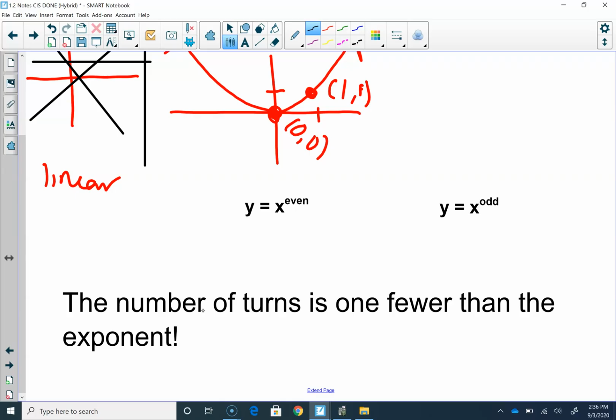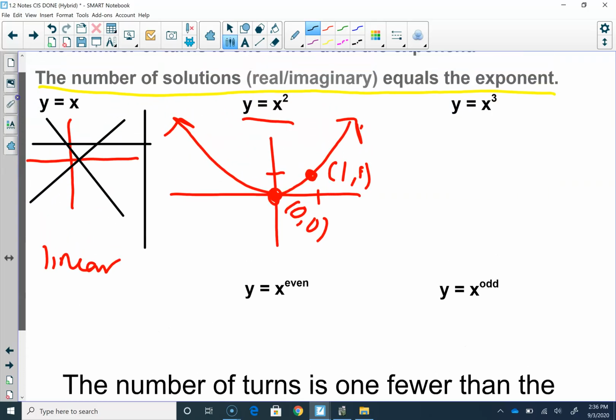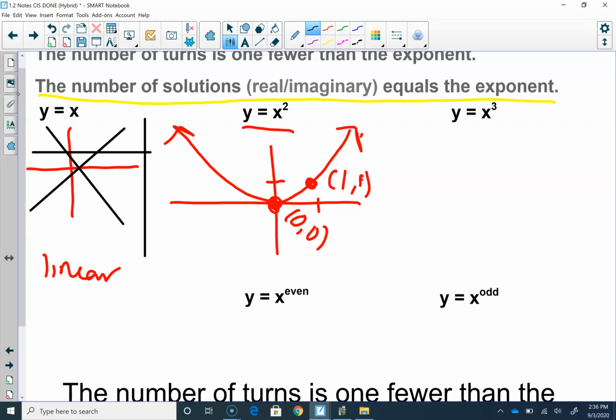Okay, so let's take a look at that on this graph right here. So this has one turning point. If you notice, it goes right here. It was going down and now it's going up. So there's my turning point. So one turn, and it has an exponent of 2. So the turns are one less than the exponent.